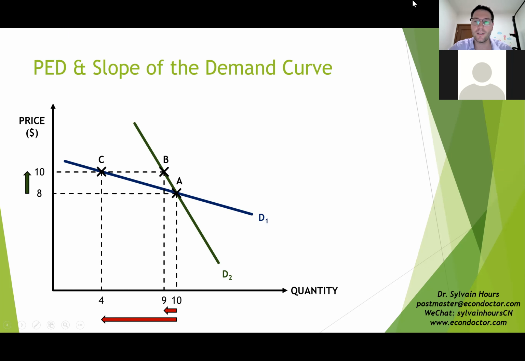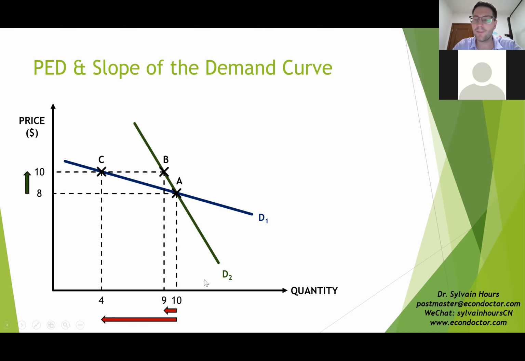Okay, and then I like this diagram. I think it's pretty interesting. What I've done here is I have graphed two demand curves, one that is relatively steep, the other that is relatively flat, and they intersect at point A when the price is 8 and the quantity is 10. Then the price rises from 8 to 10. What happens to the quantity demanded of each good, say good 1 and good 2? We see that the demand for good 1 is much flatter, and therefore the quantity demanded will decrease a lot, from 10 to 4.